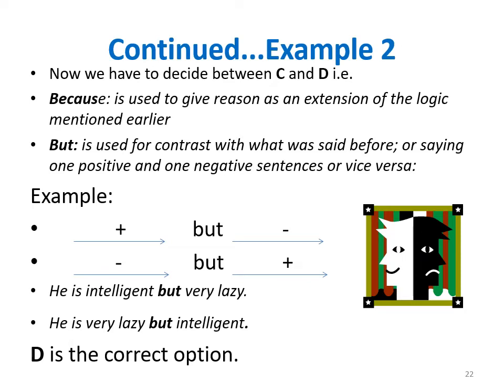If the first statement is positive, the second would be negative, or if the first statement is negative, the second would be positive. For example, he is intelligent but very lazy. The first one is positive, the second one is negative. He is very lazy but intelligent: negative, positive. So based on this logic, D is the correct option: thanks for your invitation, but I'm sorry I cannot come.